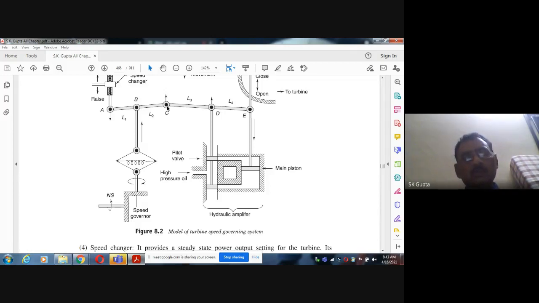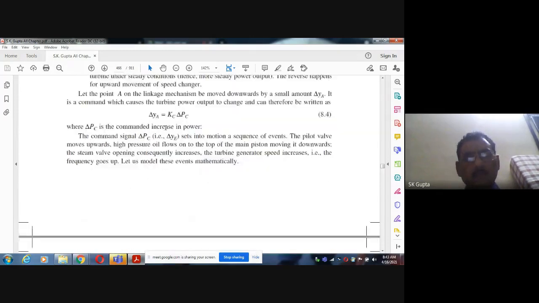So net movement in C is because of the movement in V as well as the movement in A. This movement in V is proportional to the change in frequency. Movement in A is proportional to the change in the power. So that's why the movement in C, YC, is written as you see here, YC.